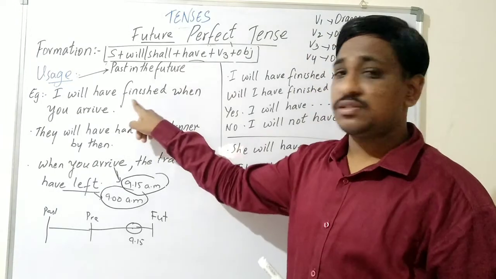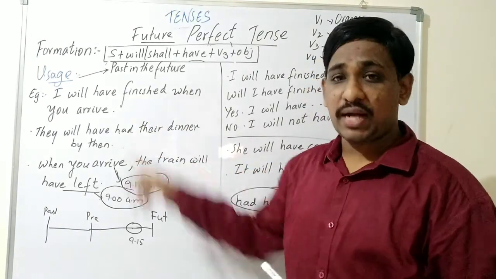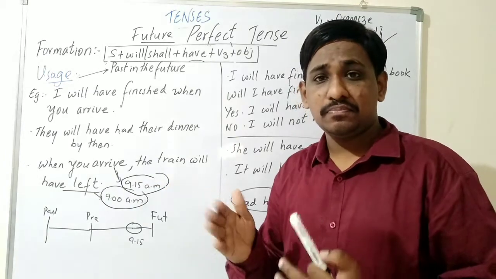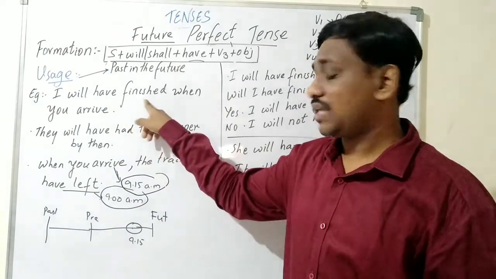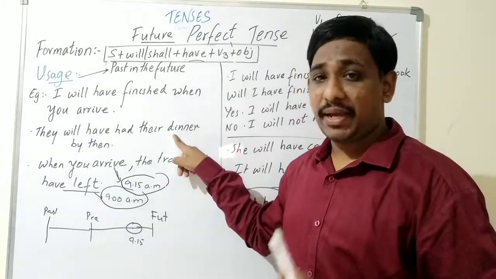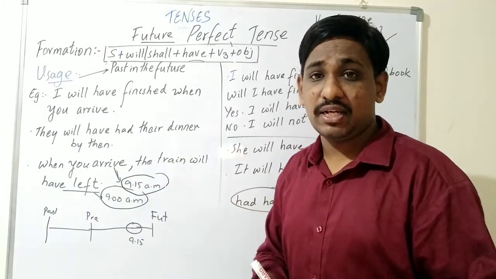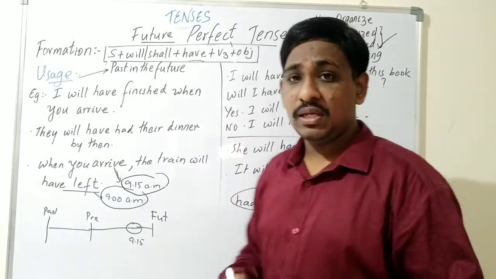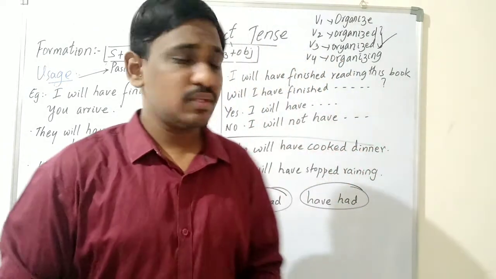So some more examples. I will have finished when you arrive. You're telling about again future. By the time you come, I will have completed it. I will have finished. They will have had their dinner by then. They will have completed their dinner by then. So I will explain about this had also in the next. So let us see some examples.